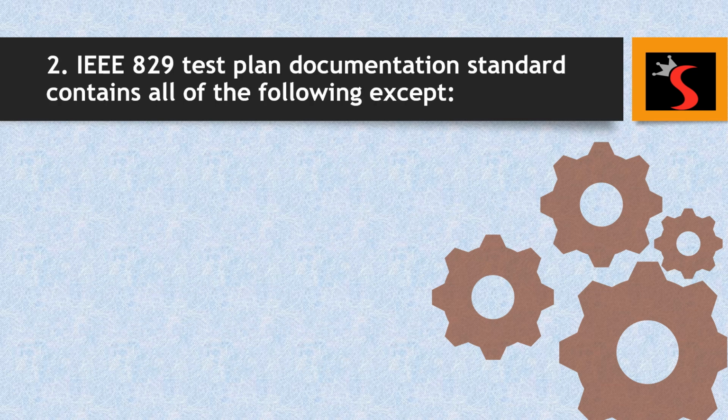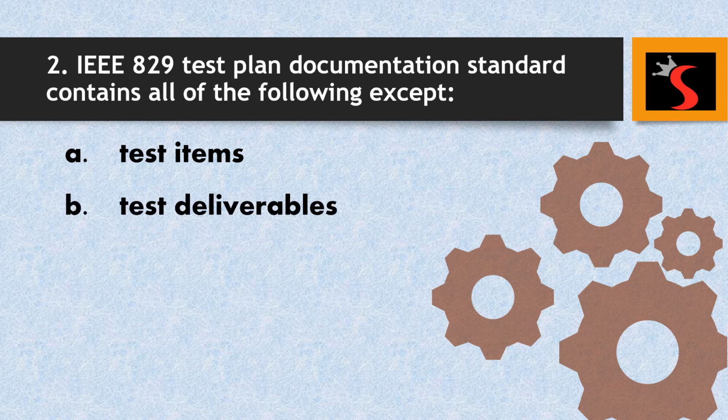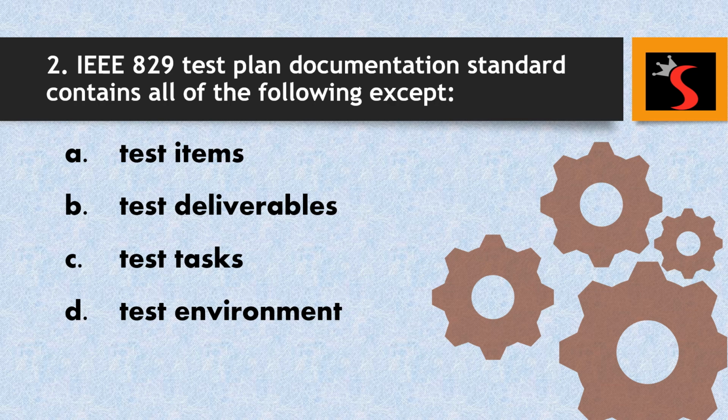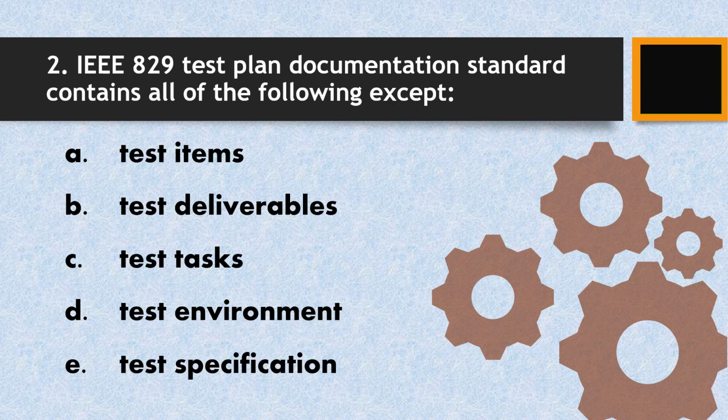IEEE 829 test plan documentation standard contains all of the following except: A. Test items, B. Test deliverables, C. Test task, D. Test environment, or E. Test specification.